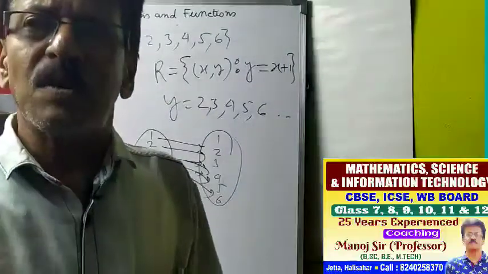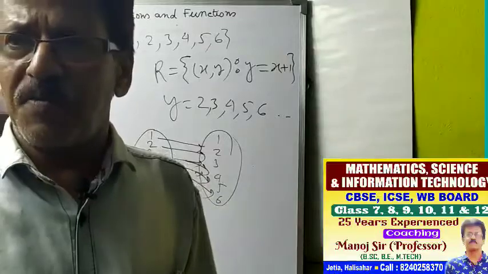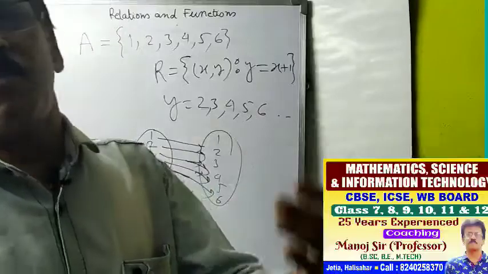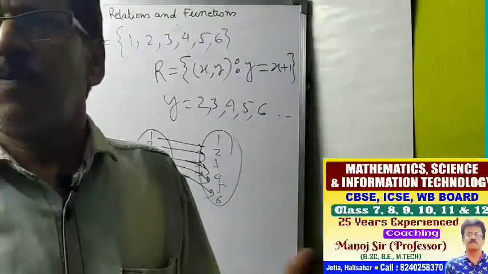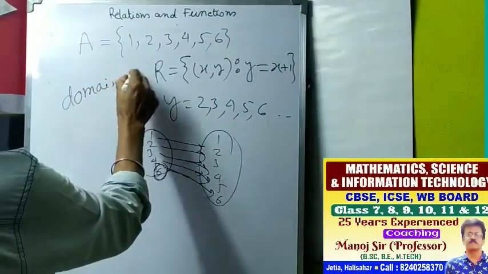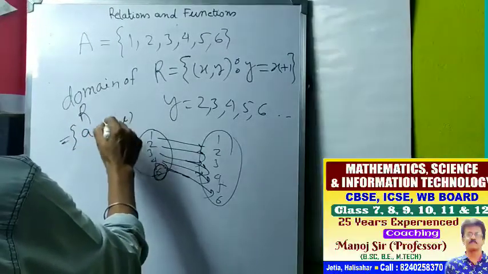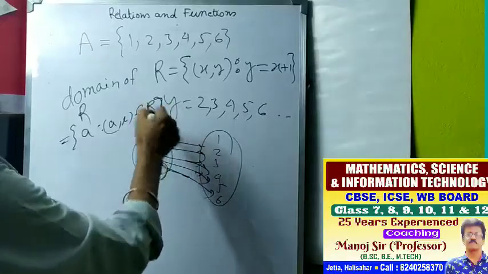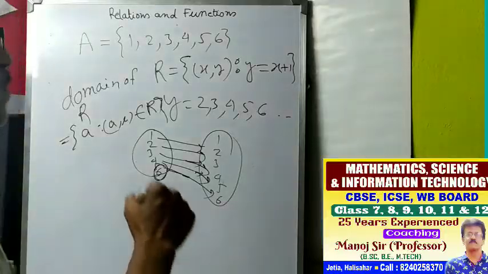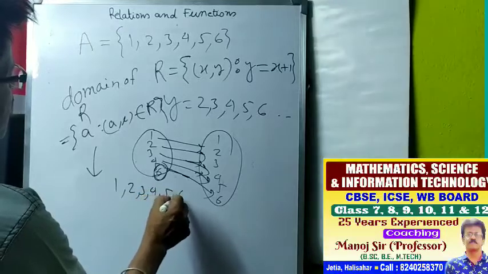Now the question is: find the domain of R and the range of R. Already we have discussed this in our previous slide. But if you are asked what the domain is: domain of R means the set of a such that (a, b) belongs to R. We know this from our previous slide. So here the domain will be 1, 2, 3, 4, 5, 6.